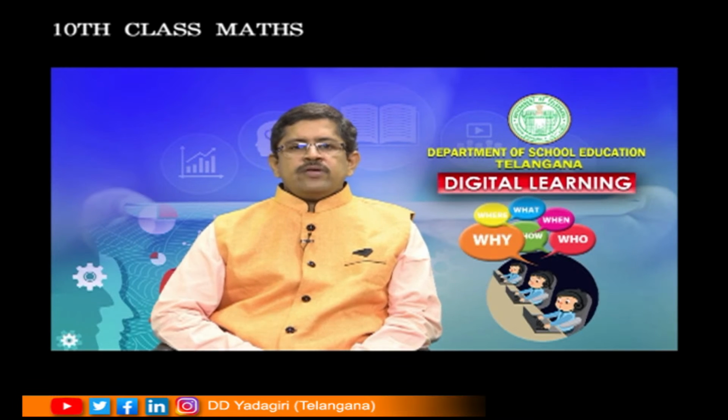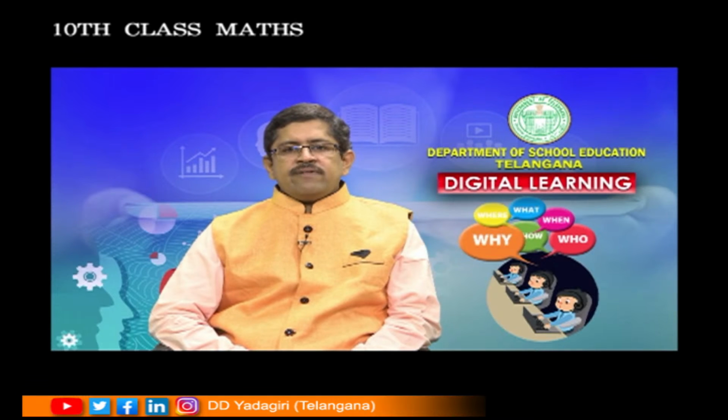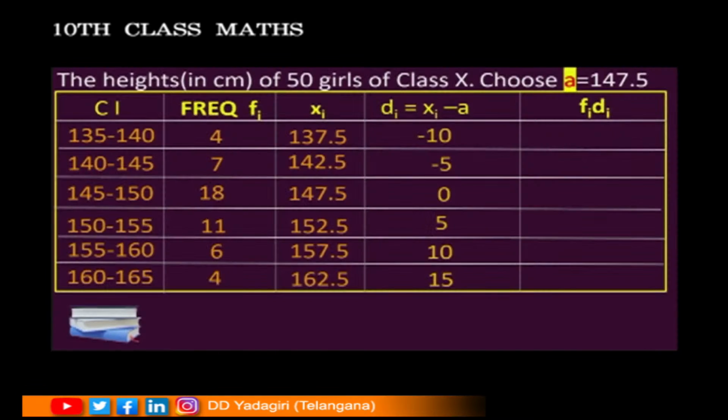Now what is the next step? You are going to multiply the frequency values with the di values. So multiply the fi and di values. The fi value is given as 4 and the di value is minus 10 in the first class interval. So 4 into minus 10 is going to be minus 40. 7 into minus 5 is minus 35. 18 into 0 is 0. 11 into 5 is 55. 6 into 10 is 60. 4 into 15 is 60.